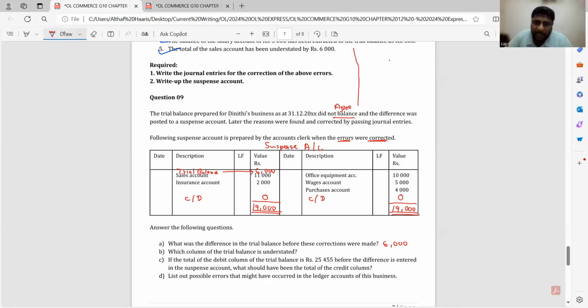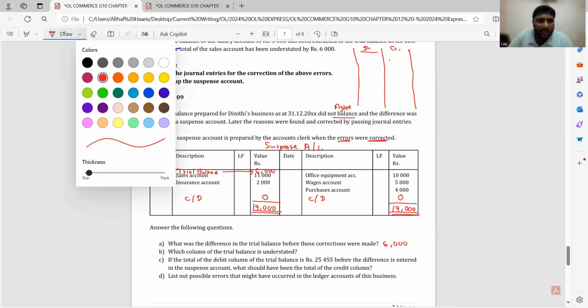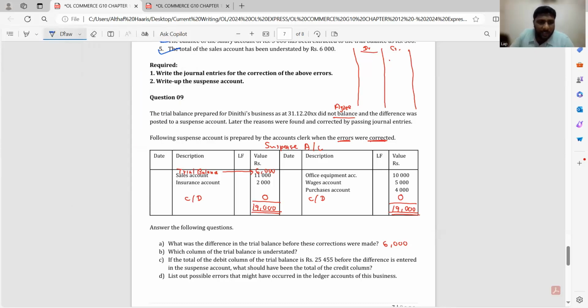Now we will prepare a small trial balance. This is the debit side. This is the credit side. What are they telling in this question? If the total of the debit column of the trial balance is 25,455, right? Before the difference is entered in the suspense account, what should have been the total of the credit column? What you have to understand, Farha, is that this is before the difference.